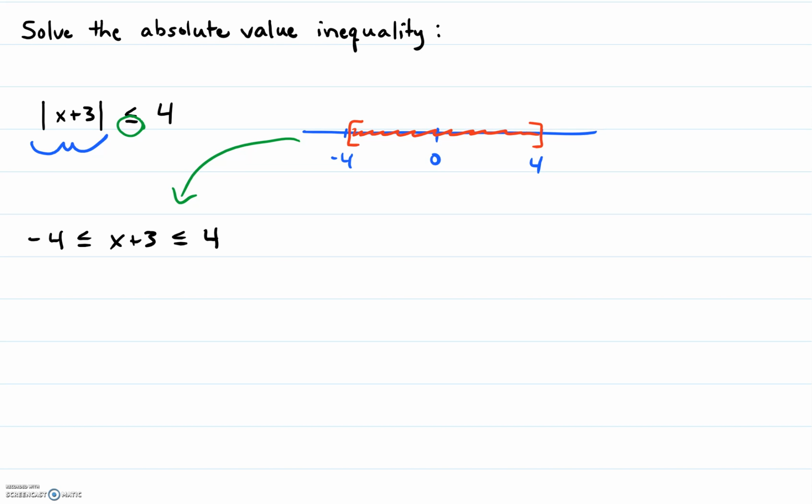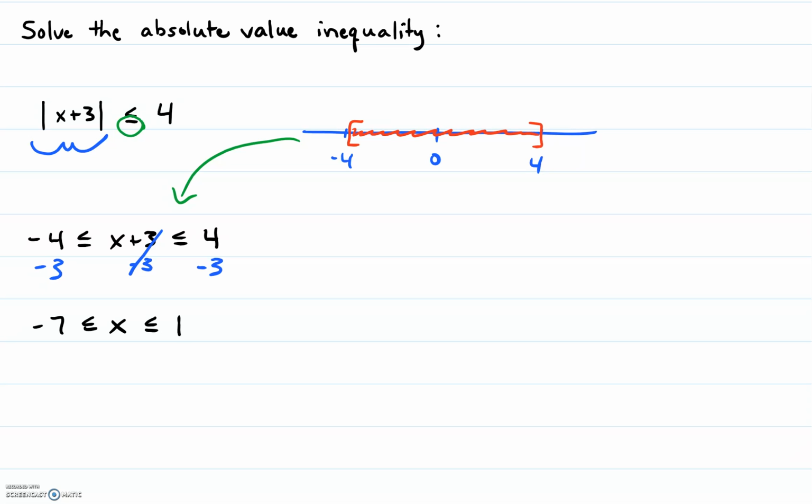And whenever you have a compound inequality, you just want to isolate the x in the middle region. To do that, all we need to do is subtract 3, and that'll cancel out the 3. But whatever we do in one region, we have to do in all of the others as well. So that's going to give us negative 4 minus 3, which is negative 7, is less than or equal to x, is less than or equal to 4 minus 3, which gives us 1. And so this right here is our answer: negative 7 less than or equal to x less than or equal to 1. That's our answer using inequalities.